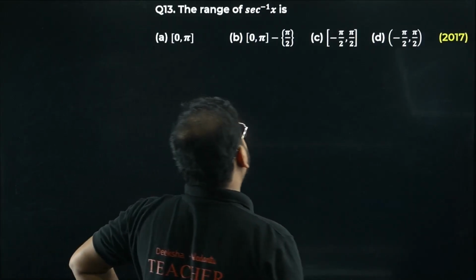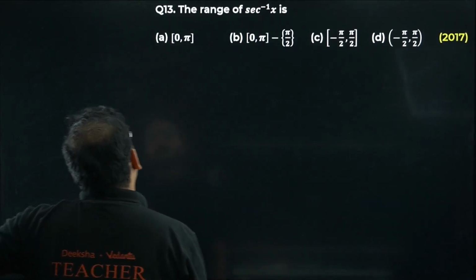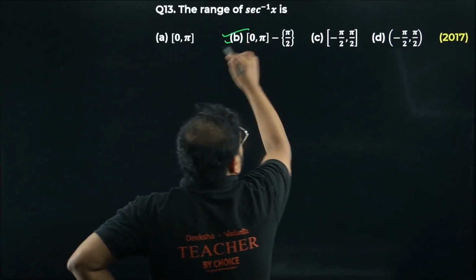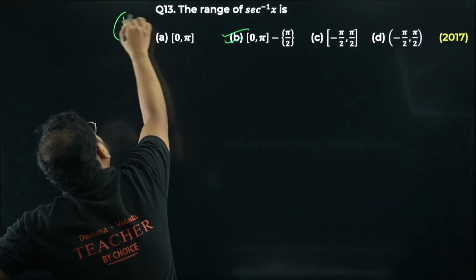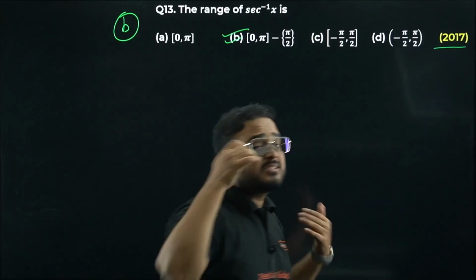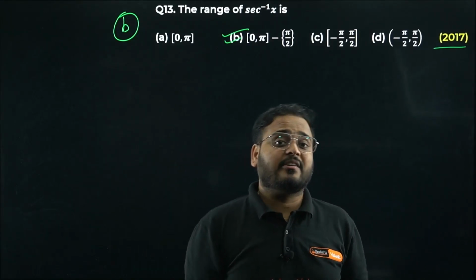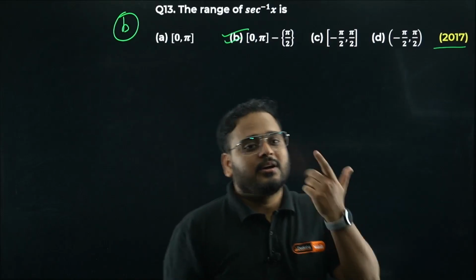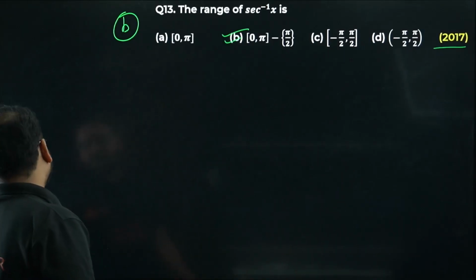So the range of secant inverse of x, B is right, no? That question you can see asked in 2017. That's why there are chances that a question can come from domain and range. So you have to remember that. Can't you? Yes, you can. Very simple questions. 13, B is right.